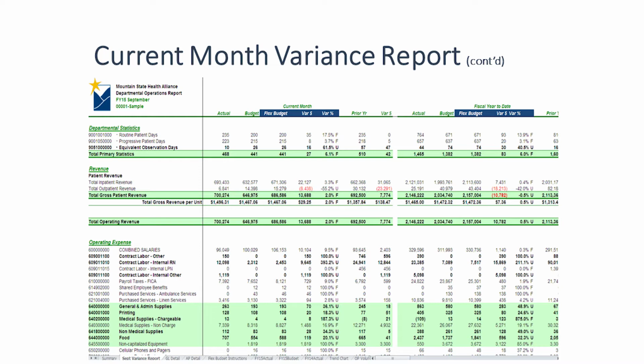So you can see the top section is the statistics, and then the revenue. Then the bottom section is the operating expenses, and then it's got current month, and then the fiscal year to date, actual to budget, and then the flex budget. And so we also put operating expenses that are supplies in green, so that each manager has a clear understanding when they're looking at their supply expense per stat, which actual expense accounts are supplies.